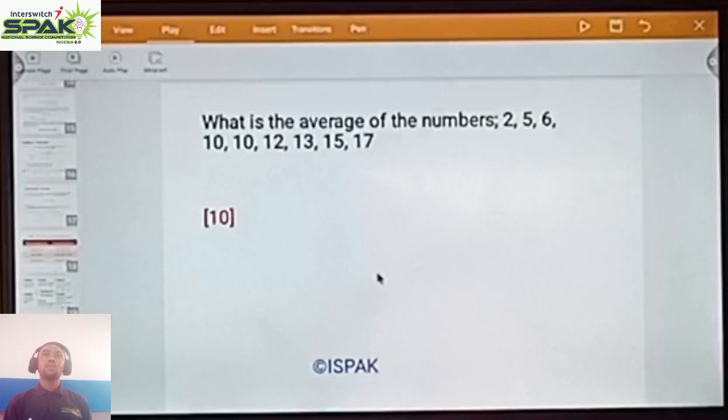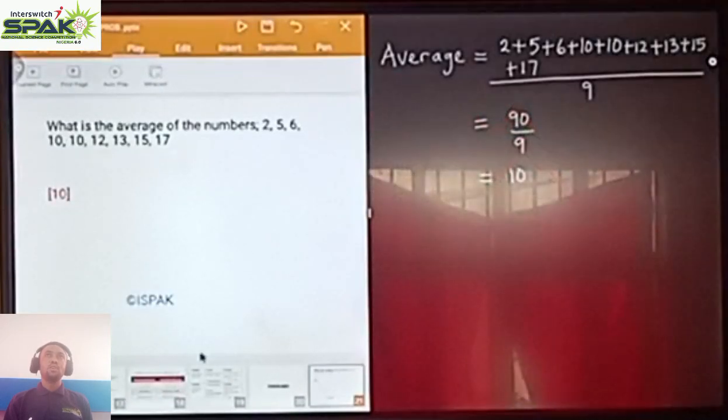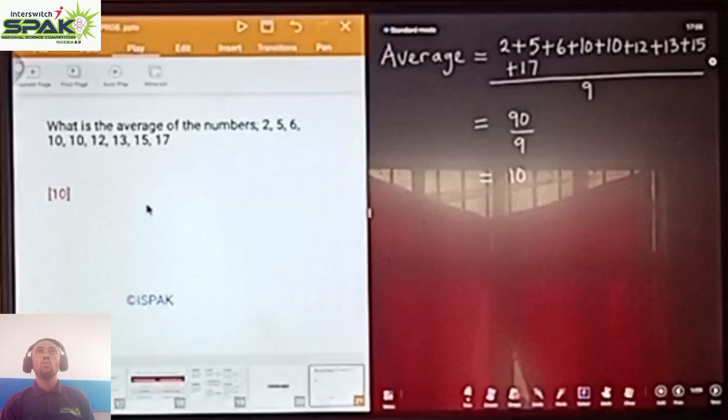So now let's look at exercises on statistics and probability. Number 1, what is the average of the numbers 2, 5, 6, 10, 10, 12, 13, 15, 17? Average is just the addition, added and divided by the number of values. You can see the solution here. When you add and divide, the answer will be 10.